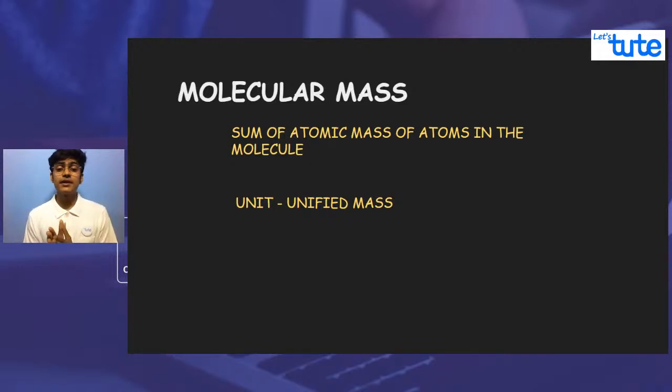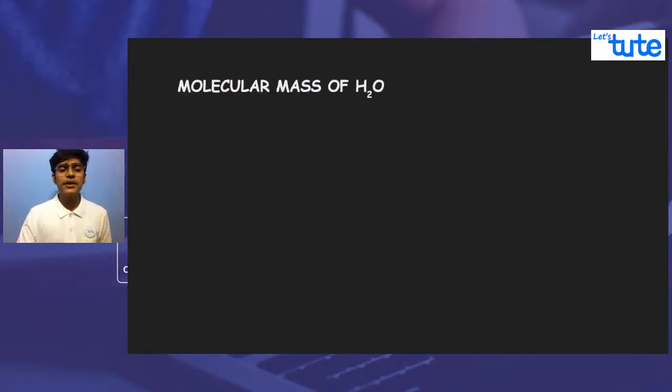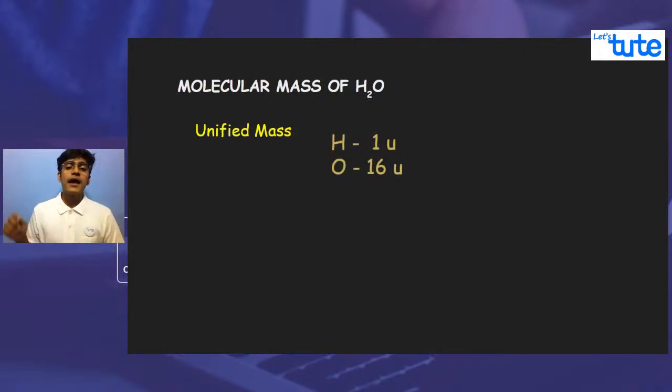Have you written the definition of molecular mass and its unit? So let us jump into some examples. Let us understand how we can find the molecular mass of H2O. It's very simple actually. Let us divide everything. We have two elements in this molecule, hydrogen and oxygen. Let us write the atomic mass of these elements. The atomic mass of hydrogen is 1 u, that is 1 unified mass, and the atomic mass of oxygen is 16 u.